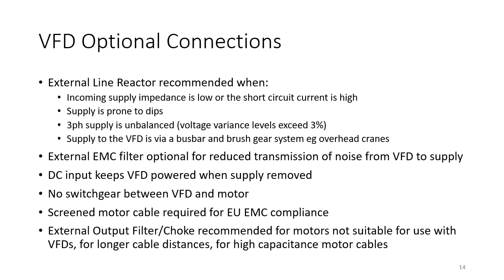And then the final thing we might need is an external output filter or choke. This is recommended for motors that aren't suitable for use with VFDs. Most modern motors would be suitable, but some motors aren't. What an output filter or choke does is smooth that chopped AC voltage and turn it into a voltage with a smoother AC waveform. We also might use an output filter or choke to allow longer cable distances. And if you've got high capacitance motor cables, the filter or choke can be used to offset the capacitance and still allow those cables to be used.